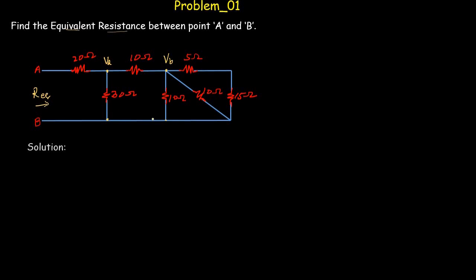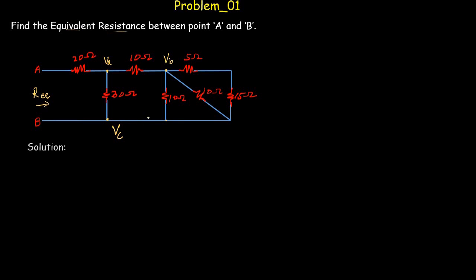Now at the lower portion of this network, the potential at this point will be equal to the potential at this point, which is equal to the potential at this point, because there is nothing connected between these 3 points. So there is no potential difference between these 3 points. So the potential at this point will be equal to the potential at this point, which is equal to the potential at this point. So let's say the potential at this whole point is VC.